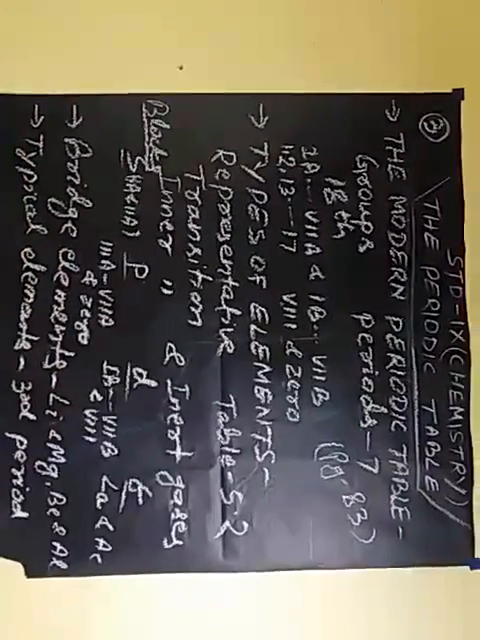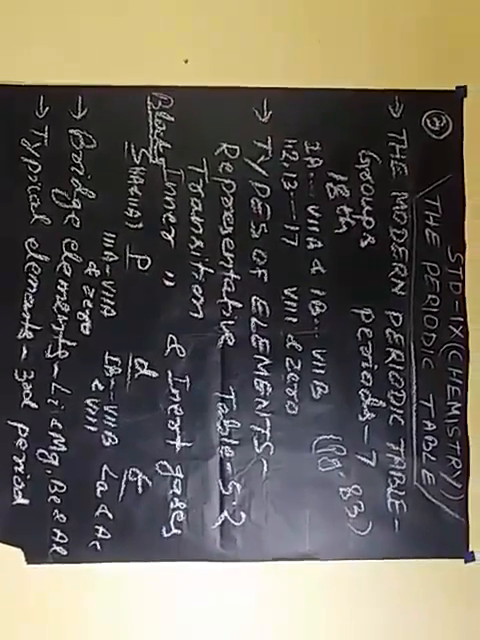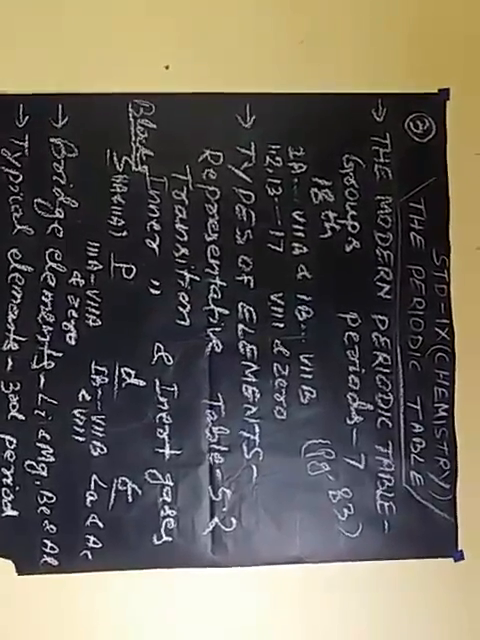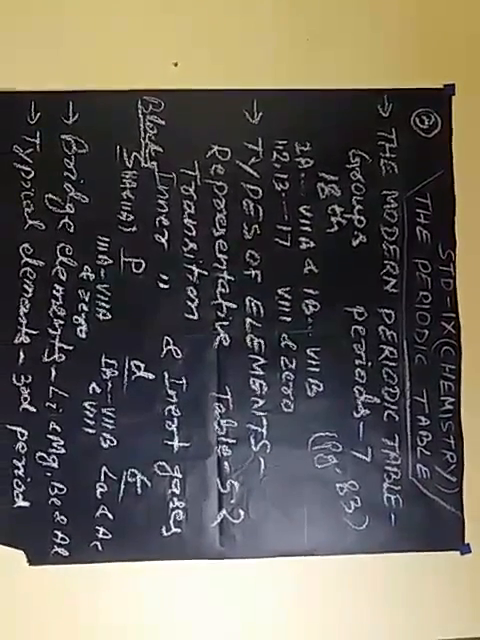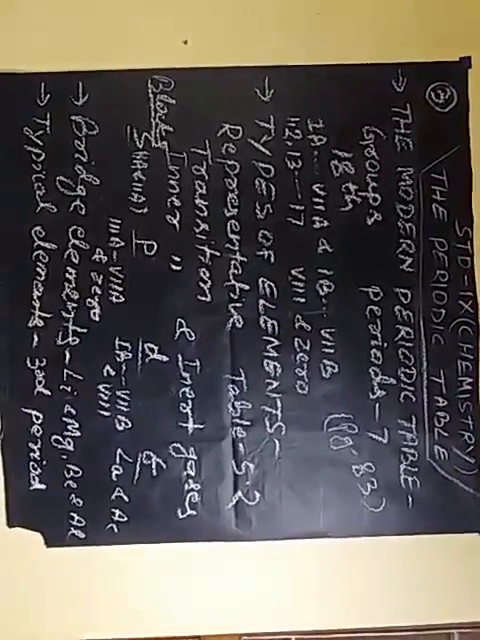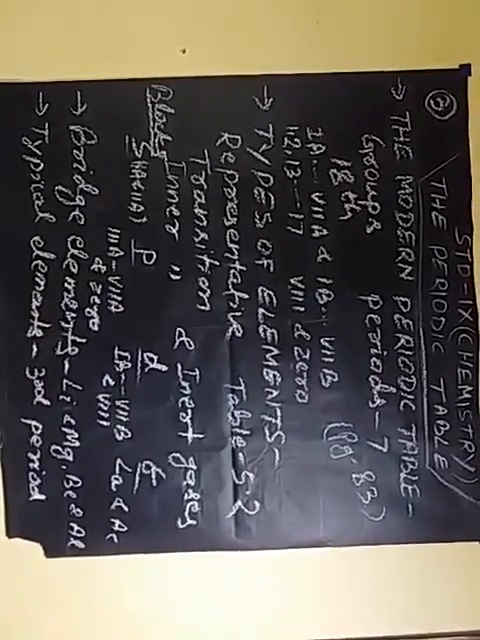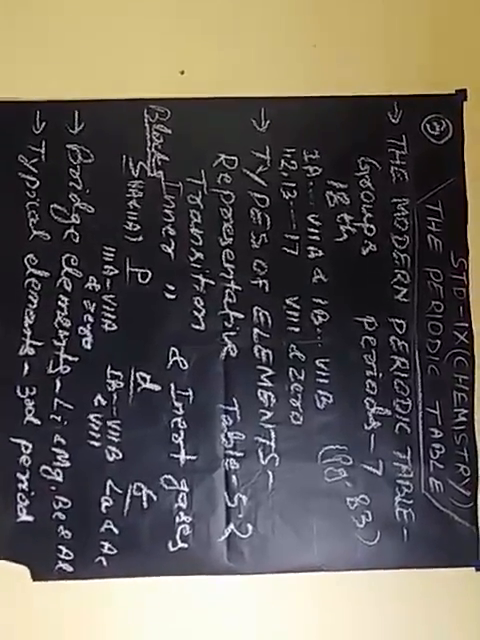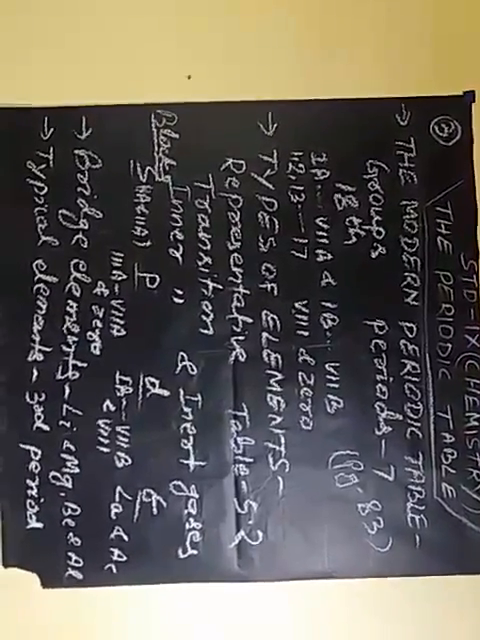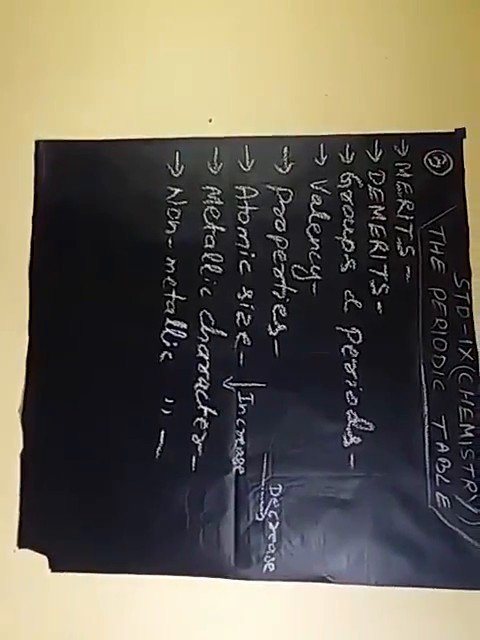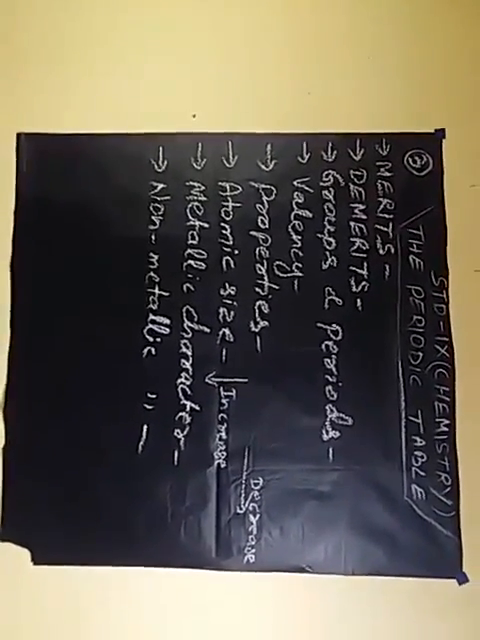Another is typical elements. What are typical elements? The third period elements, sodium, magnesium, aluminium, silicon, phosphorus, sulfur and chlorine, summarize the properties of their respective groups and are called typical elements. Then merits. What are the merits?